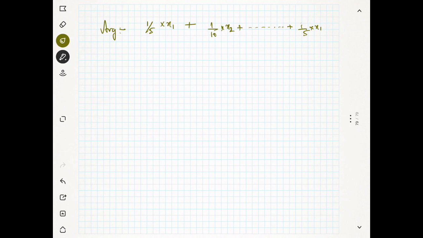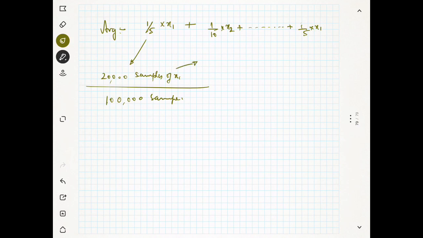But you see here, I have 20,000 samples of x1 out of a total of 100,000 samples. That means it is the frequency of occurrence of x1, 20,000 out of 100,000. That is the number of favorable outcomes for x1 divided by the total number of outcomes.